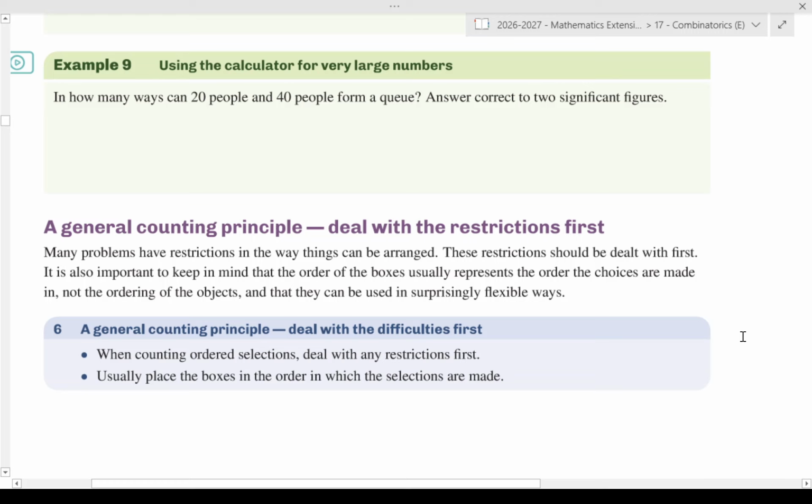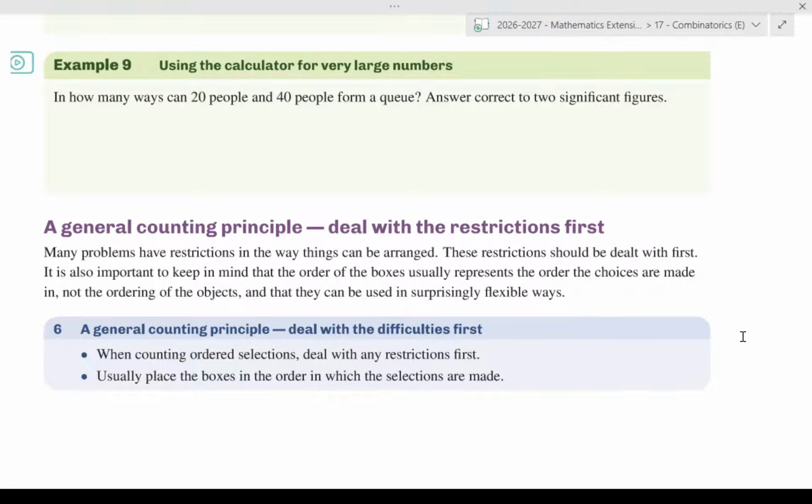All right, next worked example. In how many ways can 20 people and 40 people form a queue? Now you can see why we're going to start using calculators and we're not going to try and do numbers in our head. You'll notice in the last one, when we had 9 factorial, I did not bother calculating it out because I don't care. The actual number was irrelevant to me in a lot of ways. 9 factorial was where we wanted to be.